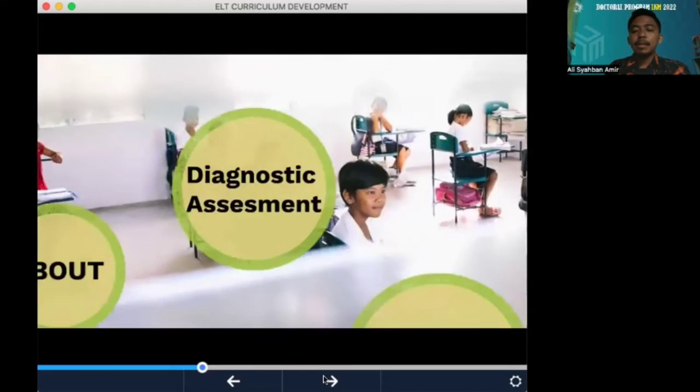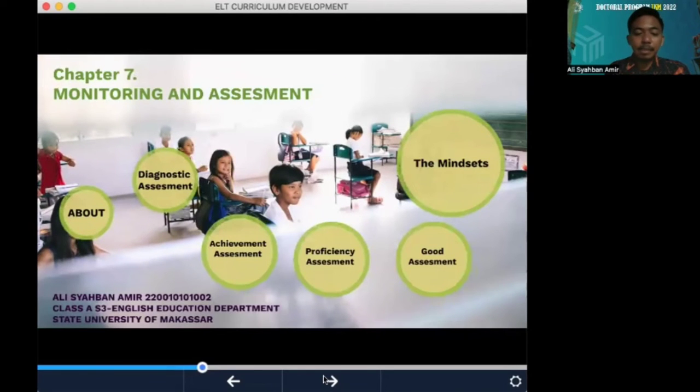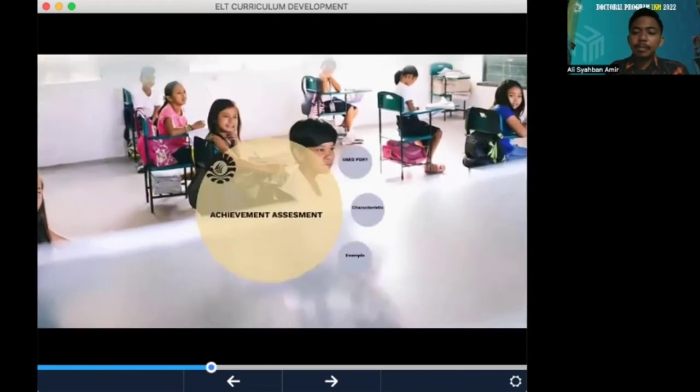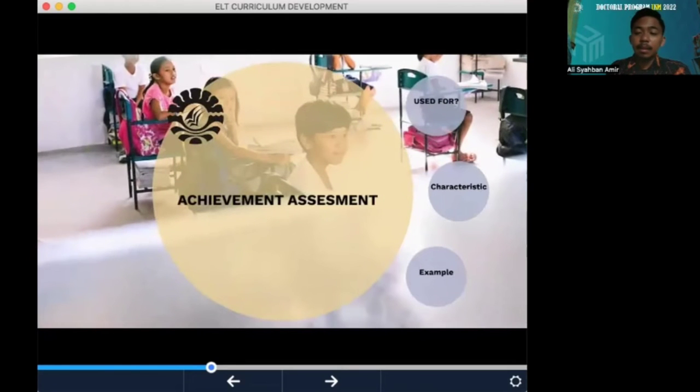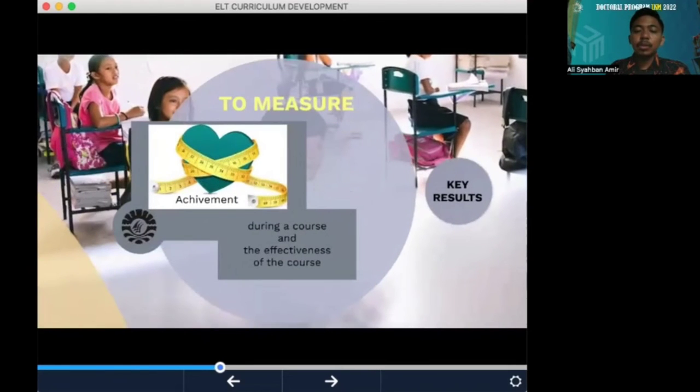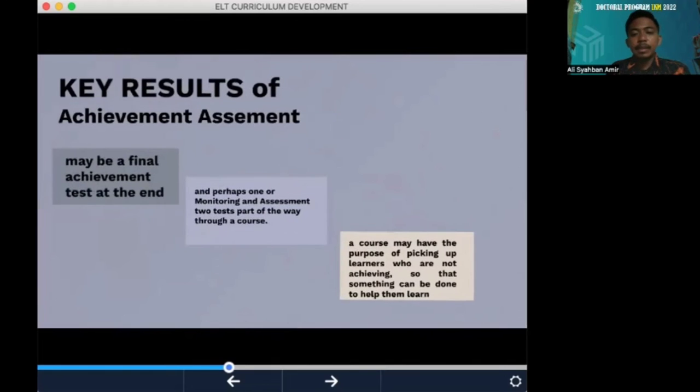And then we move to the achievement assessment. Achievement assessment is used to measure both the achievement of learners during a course and the effectiveness of the course itself. The key result of assessment may be a final assessment test at the end, and perhaps monitoring and assessment tests part of the way through a course.